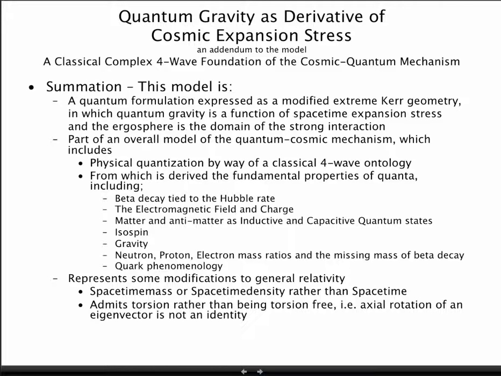It has basic modifications of general relativity in which space-time mass replaces space-time. It admits torsion versus torsion-free. The primary time gauge is the expansion rate versus the speed of light.